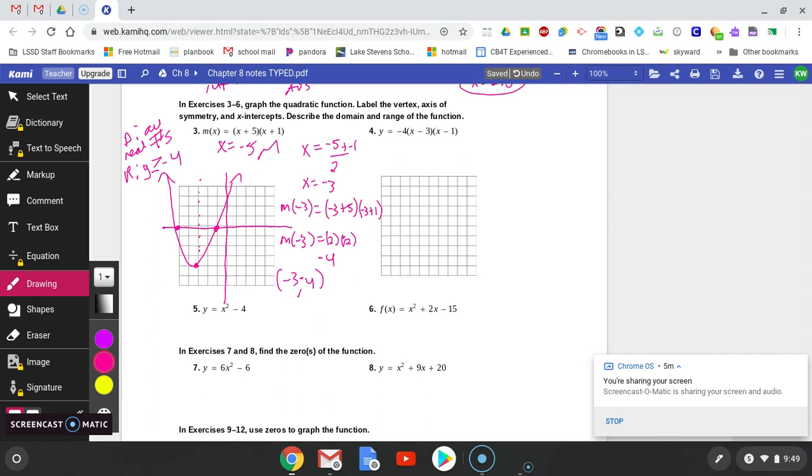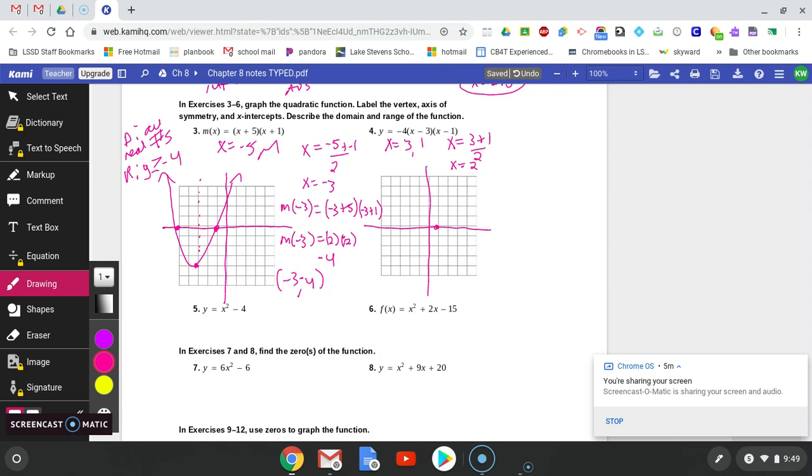Go ahead and try number 4 and see how you do. Pause the video and come back when you've got it. All right, so I know my intercepts are going to be at +3 and +1. To find my axis of symmetry, I'm going to do 3 plus 1 and divide by 2, which gives me 2. So I can go ahead and graph those things.